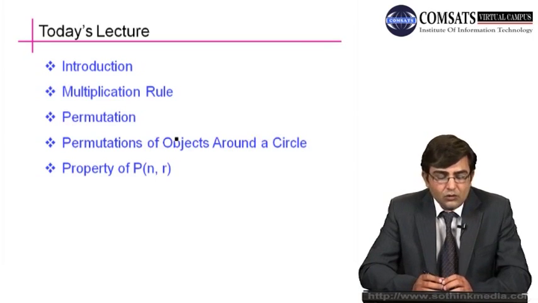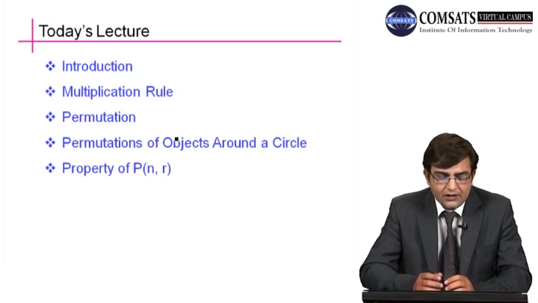First of all, we will see what counting rules basically are and where we can use these rules. Then we shall study the multiplication rule and some examples. Then we shall see what a permutation is and some examples related to permutations. And at the end we shall prove an important property of permutations, which is P of n r.